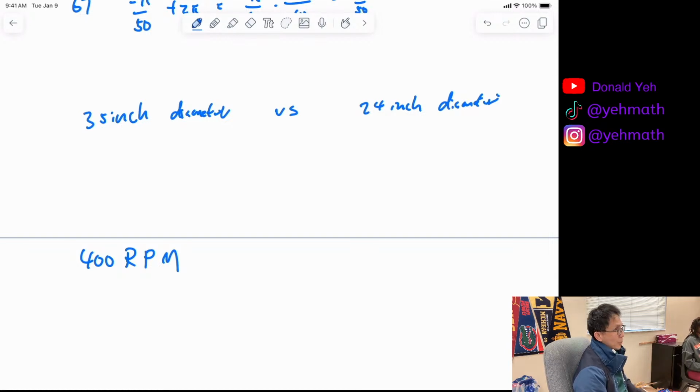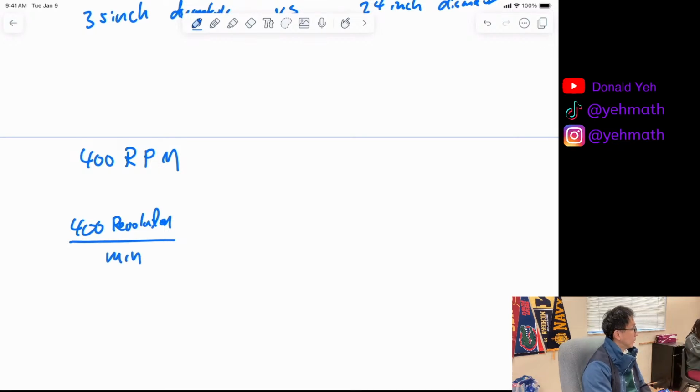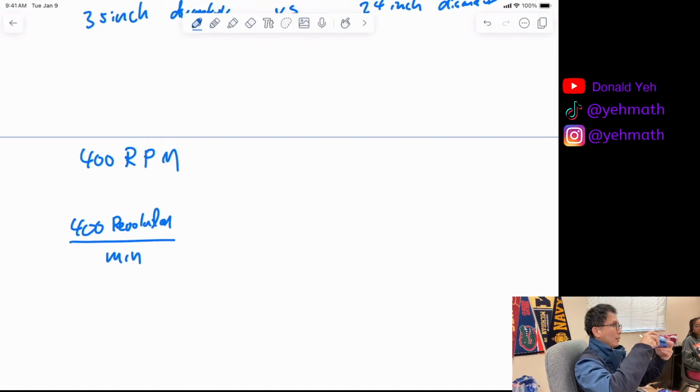Okay, so I'm going to start by writing down 400 revolutions per minute. I'm going to write it like this. Is that okay? Now, for each revolution, I'm going to ask how far a distance I cover. If I take this, going around, how far is the linear distance I'm going to cover? What is that linear distance?